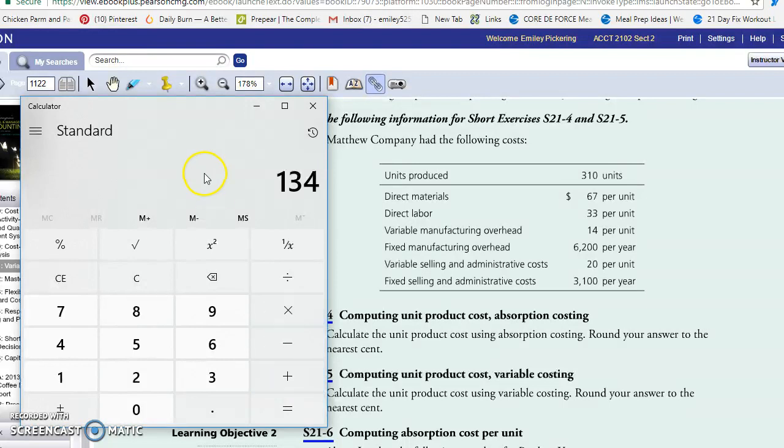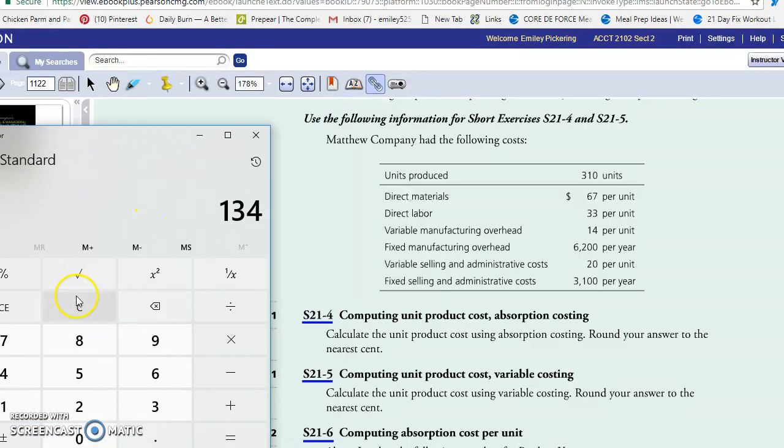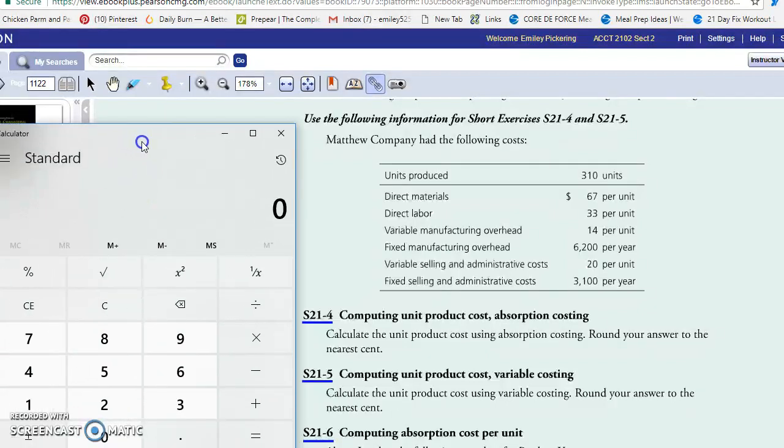So let's talk about number 5, which is the product cost. So with product costs, you don't have to worry about the fixed manufacturing overhead. It's not considered a product cost per unit. So we're going to just do the 67, the 33, and the 14. So we're at $114 a unit.